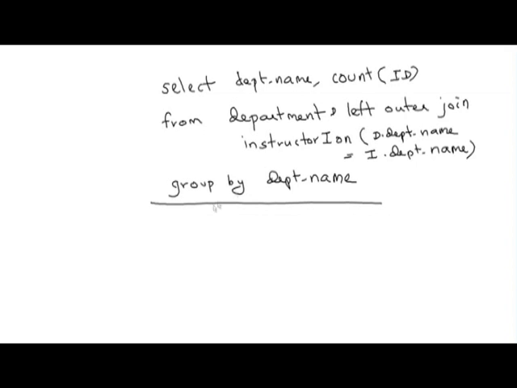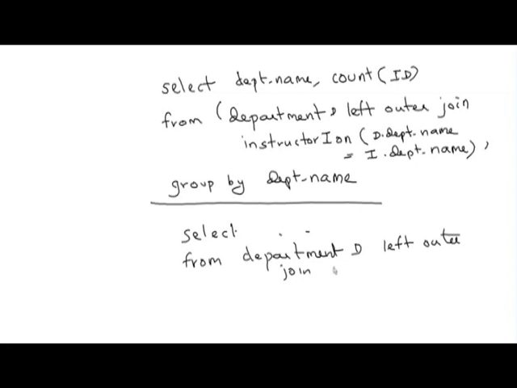Forget this part of it, just take the outer join query here. This part of the query, okay, it's an outer join. Some people make the mistake of writing it like this: select something. Let's not worry about that now. From department D left outer join instructor I, where D dot department name equal to I dot department name. Okay. Think about this query for a moment.